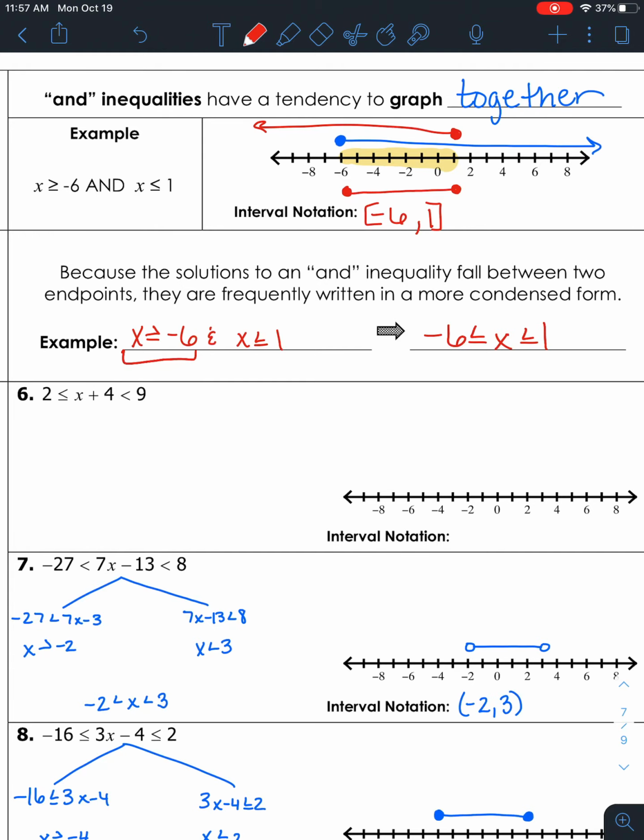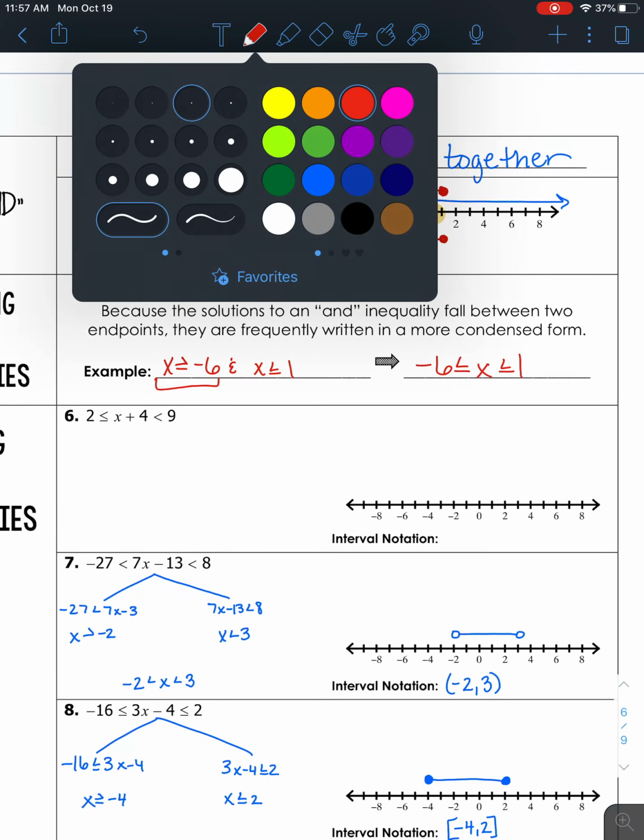All right, let's go and look at some examples.